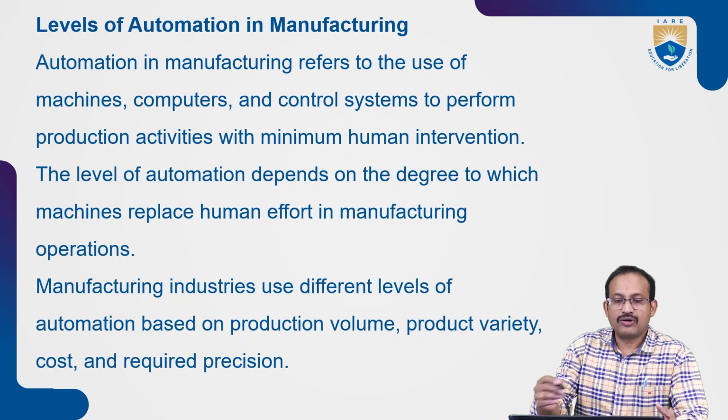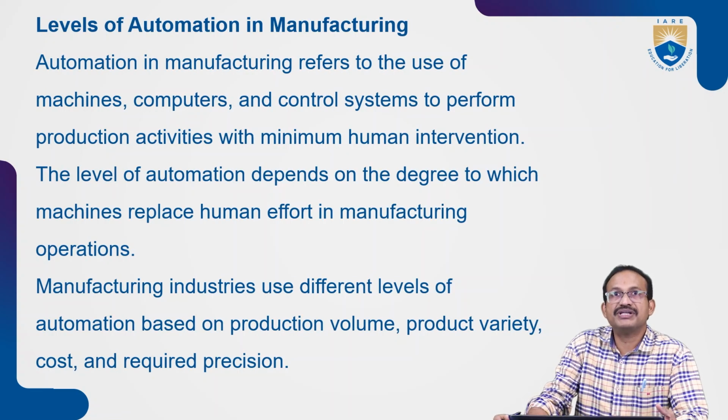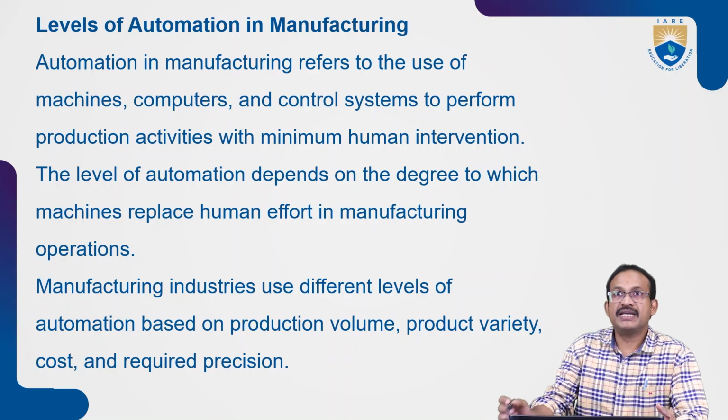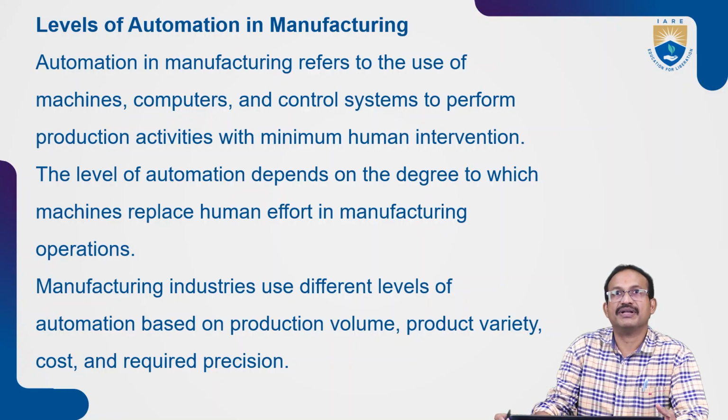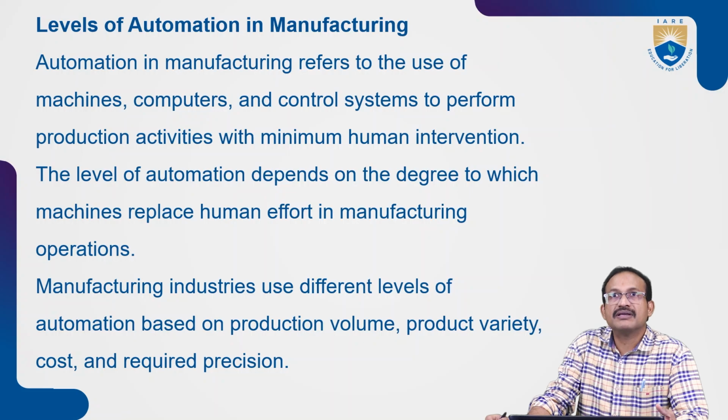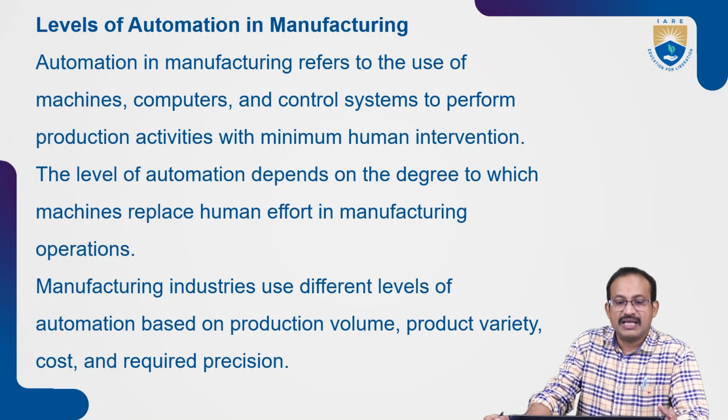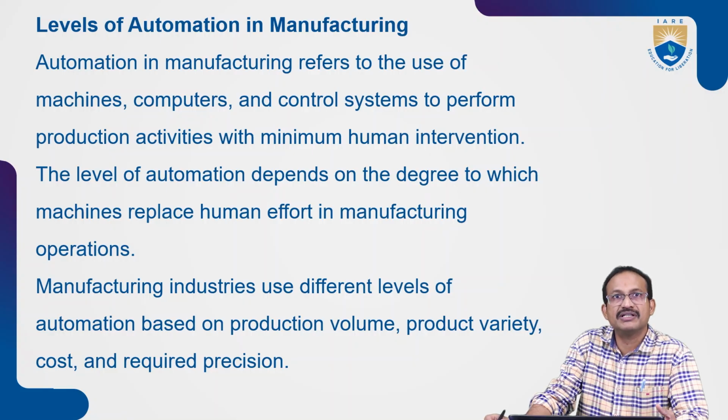Levels of automation. Automation in manufacturing refers to the use of machines, computers, and control systems to perform production activities with minimum human intervention. The level of automation depends on the degree to which machines replace human effort in manufacturing operations.